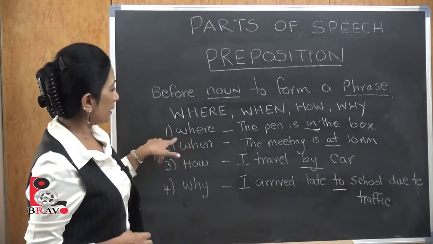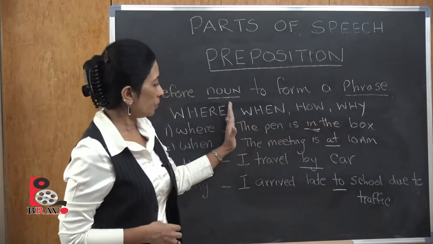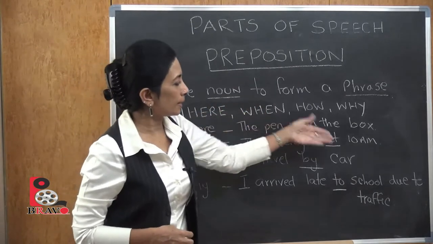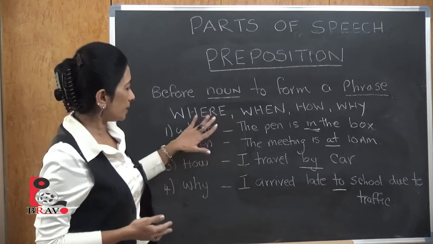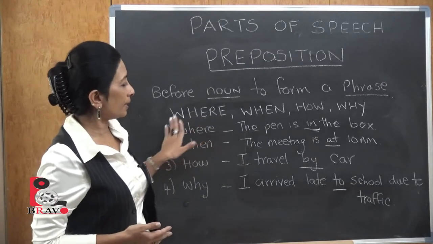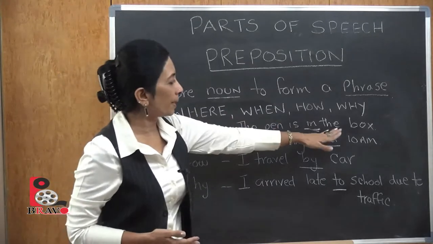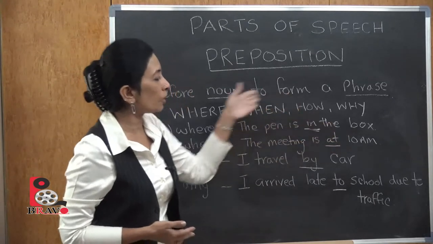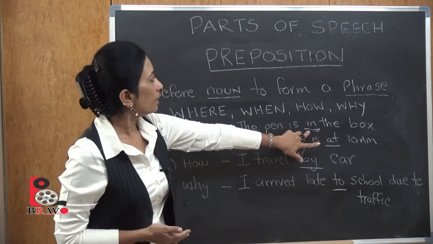So the first example is for where. The pen is in the box. So when you don't look at this word where, if I tell you a statement, the pen is in the box, it explains where is the pen. So instead of asking where is the pen, I am giving you the answer, the pen is in the box. So you automatically know where is the pen. In becomes the preposition.